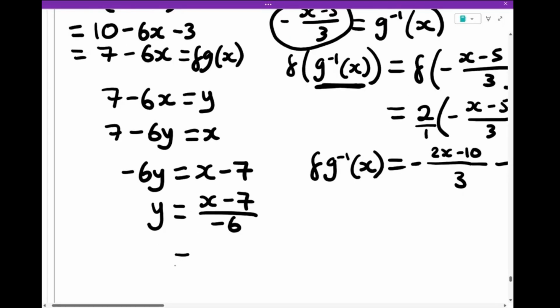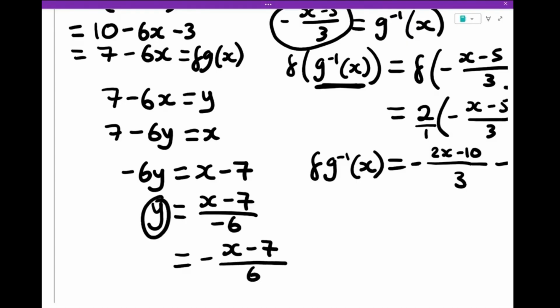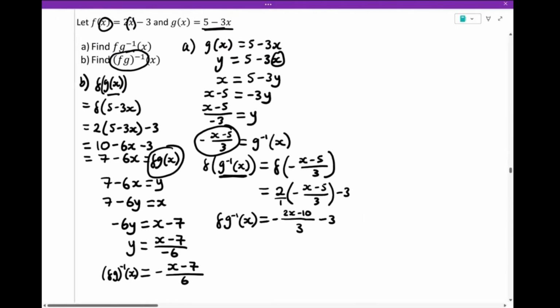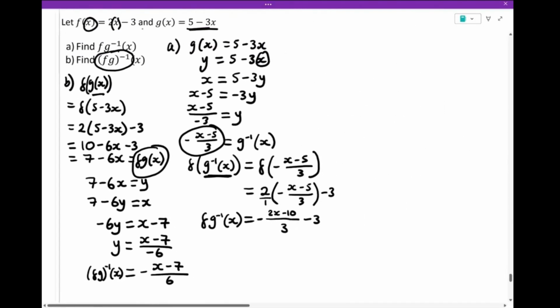However, because our denominator is negative, I can put that negative symbol to the front of my fraction, and we'd have negative x subtract 7 over 6. And I'm going to replace my y with my inverse function notation. Well, we're finding the inverse of fg of x, so I would write fg in brackets inverse of x like that. And that would be my final answer. Okay, so just be careful with the differences between those 2 questions, as it does catch students out.